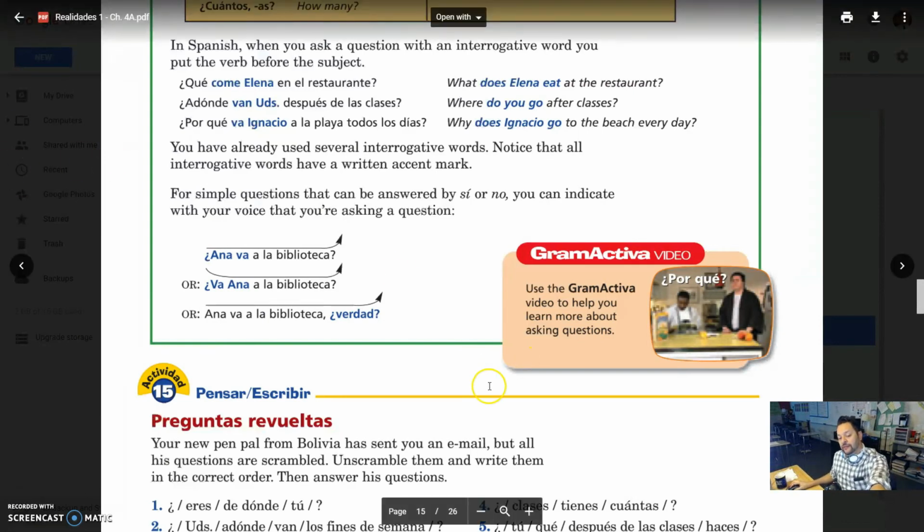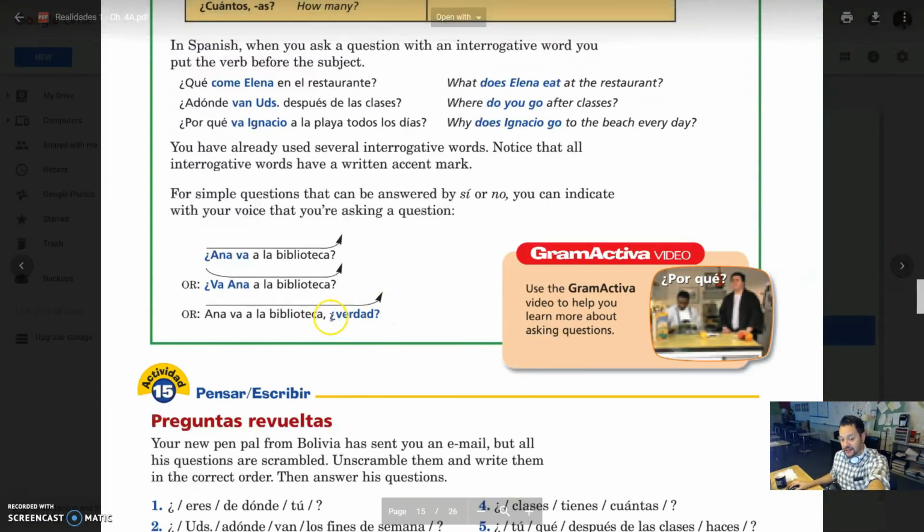Oh, verdad. That is actually where you put the upside down question mark in front of the word verdad for that last example right over there.